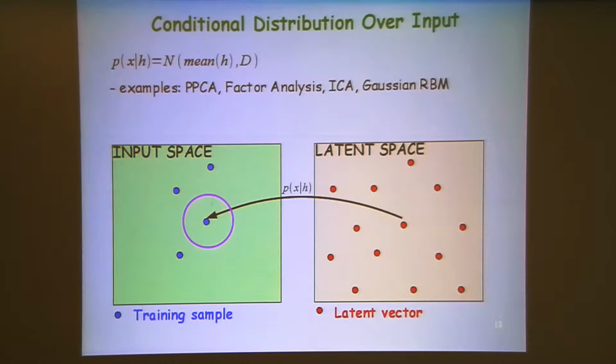It's typically a linear projection from the latent variables. And the covariance is very simple, either spherical or diagonal. It doesn't depend on latent variables. If you think about, for instance, probabilistic PCA or factor analysis or independent component analysis or Gaussian RBMs, all make this assumption.